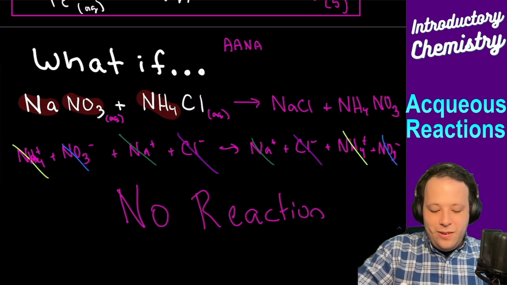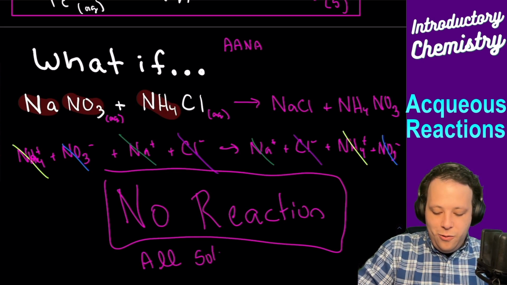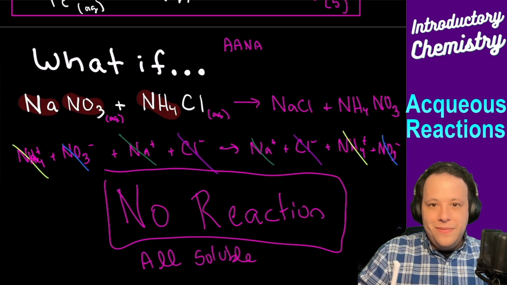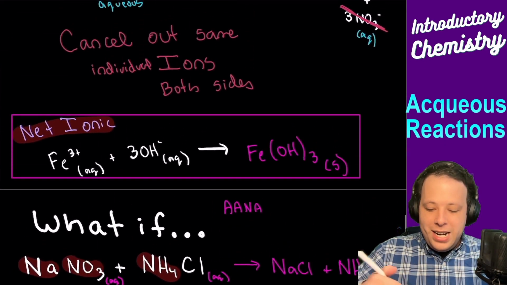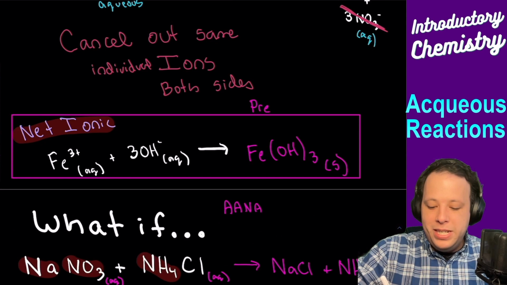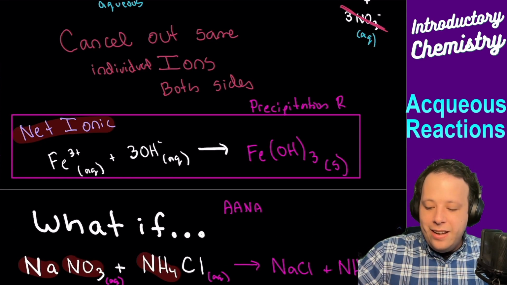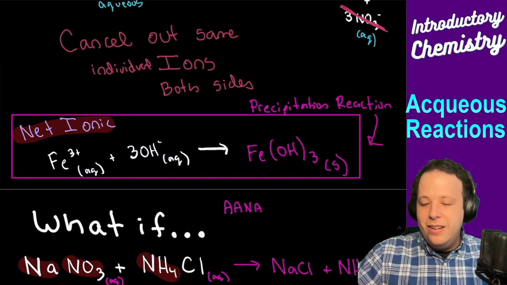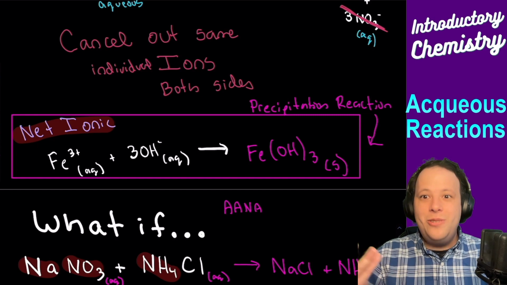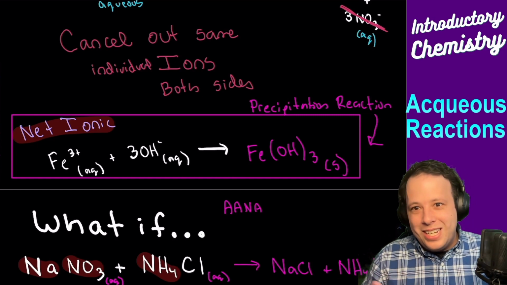Okay, so whenever everything is soluble, that means that no reaction actually occurred. There has to be something formed. So in order for a reaction, we must either have a precipitation reaction or a gas evolution. Something needs to happen in the reaction. So keep that in mind. You can have it where everything is soluble and it all cancels out.